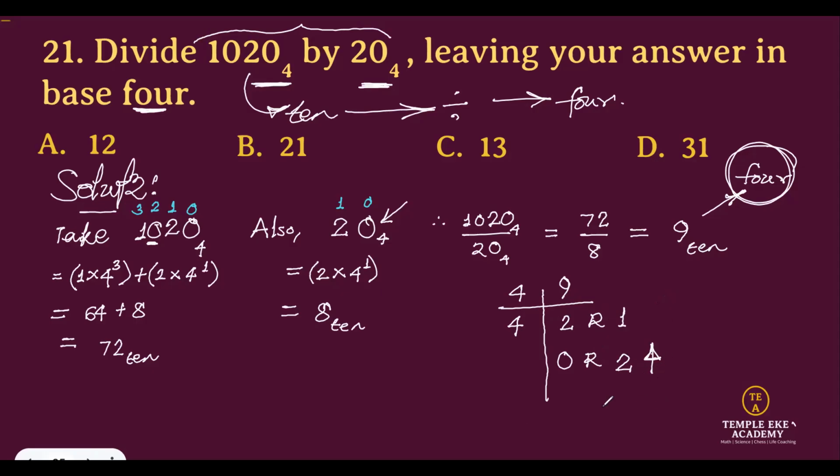And therefore, this will give us our final answer, which is 2 from the bottom to 1 on top. And this is, of course, in base 4, our final answer. Very simple. And that is actually the option B right there.